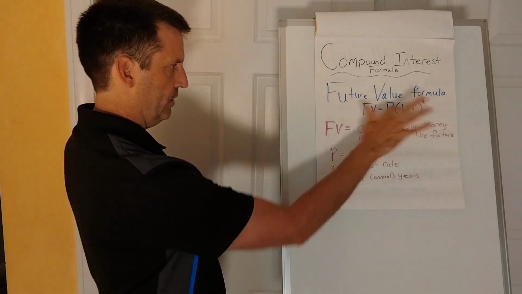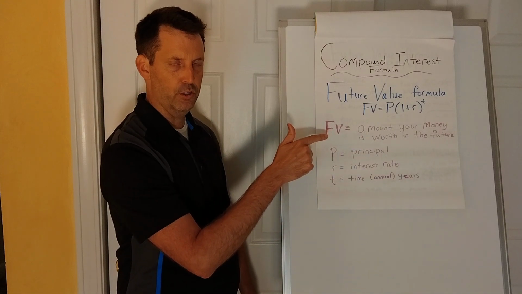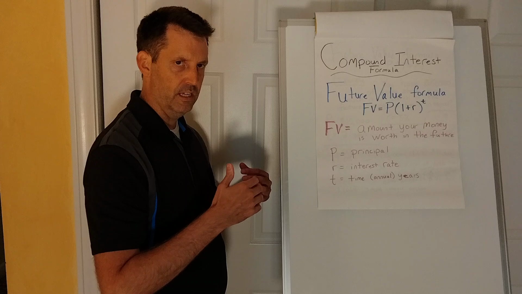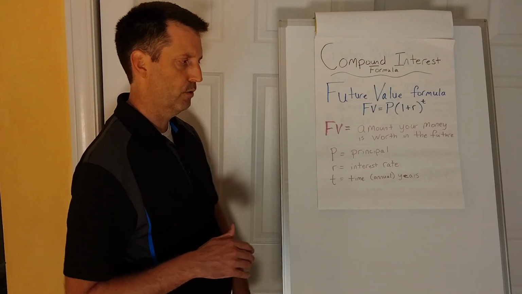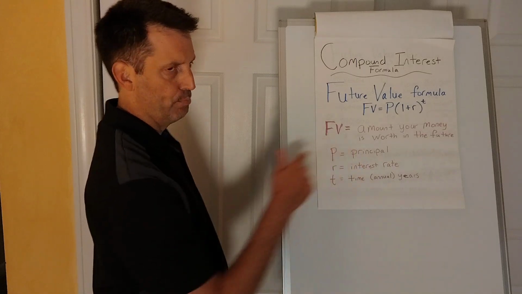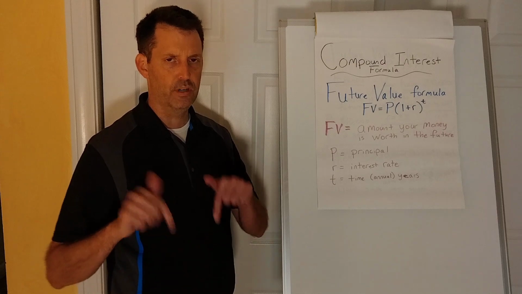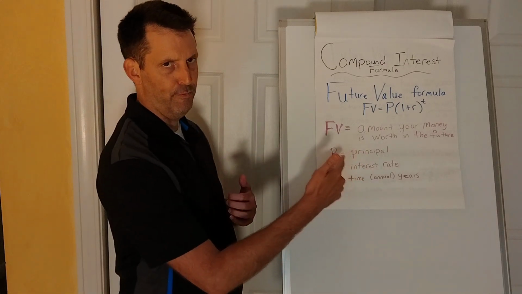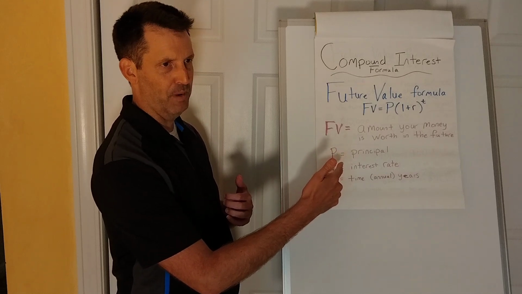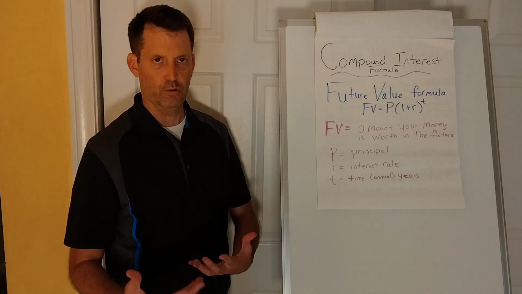So let's go through what each of these things mean. FV stands for future value. It's just the amount your money is going to be worth in the future if you're compounding it over time. P is principal. I actually have another video on this. I'll put it in the description box below if you want to watch it. I go through all the fundamental terminology when you're talking about stuff like this. But principal is basically just the money you start with.